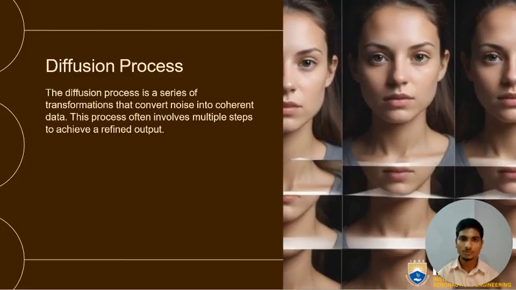Next, the diffusion process. The diffusion process is a series of transformations that convert noise into coherent data. This process often involves multiple steps to achieve a refined output. Guidance techniques we will see in the next slide.